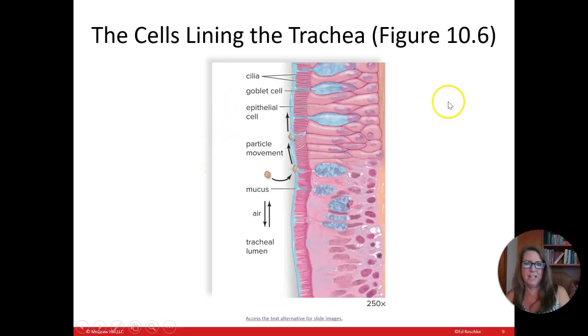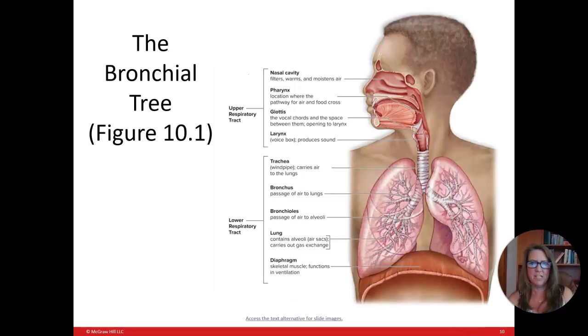Okay, so pretty cool. Now if I'm a smoker, I can actually kill my cilia, and I can also make lots of mucus, but my ciliated elevator is not working as well as it should.